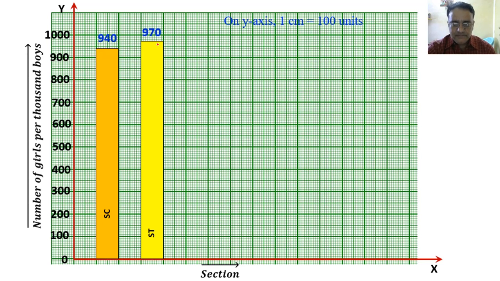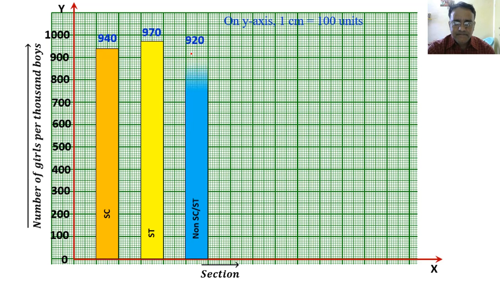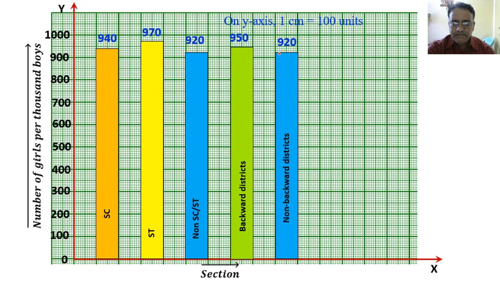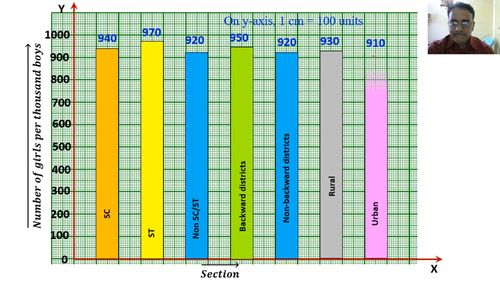This is clear? Yes, sir. Next one is 920, means after 900, second grid, right? And after that 950, fifth grid after 900, fifth grid here. Now the next number is 920 again, so it will come over here, and 930 next one, up to third grid, and the last one is 910 up to first grid. Okay, so whether this bar graph is clear to all of you?